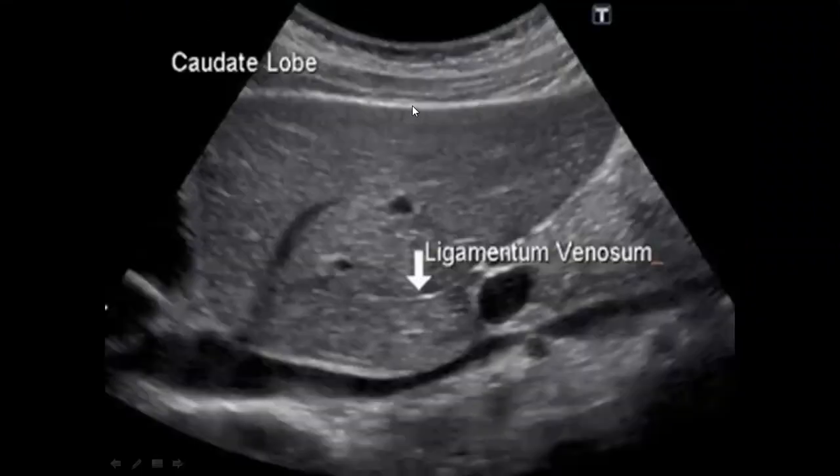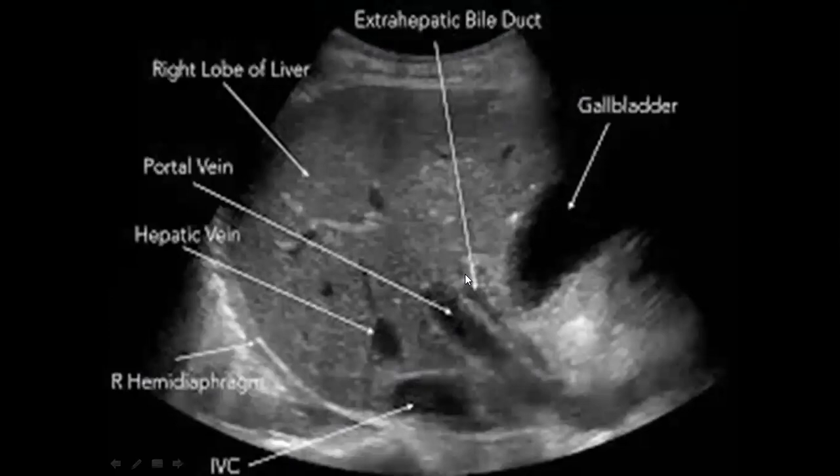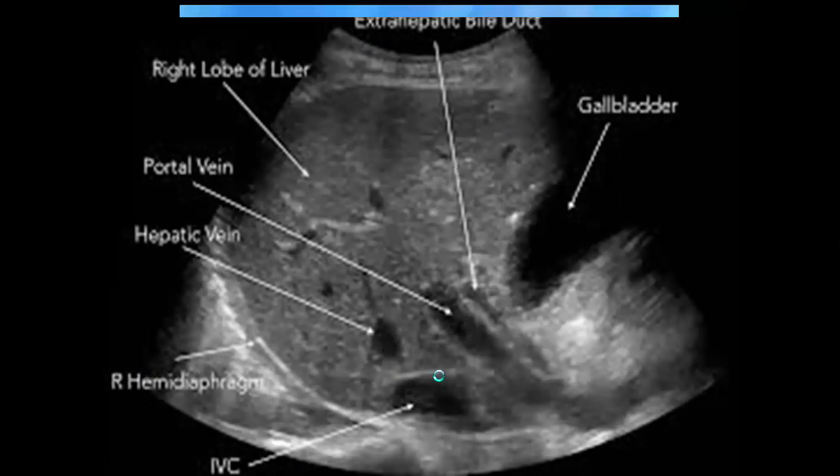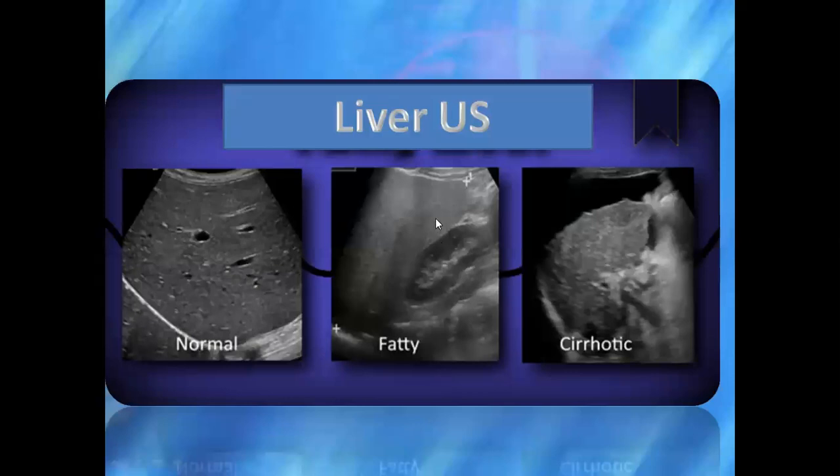Another picture showing the caudate lobe and the ligamentum venosum. And this picture shows the anatomy, including the gallbladder, extrahepatic bile duct, the portal vein, hepatic vein, and the inferior vena cava. And this ultrasound shows common problems of the liver, including fatty liver, showing increased echogenicity and increased size of the liver compared with the kidney, and also the cirrhotic liver, which is small in size with irregular outline and coarse texture.